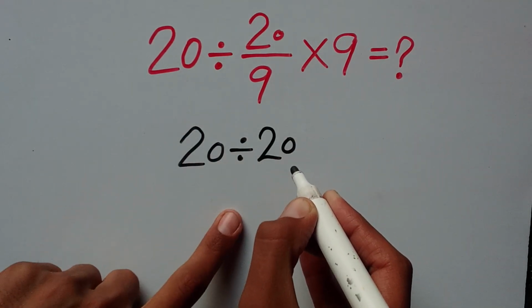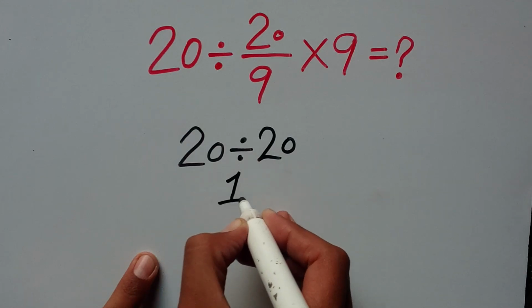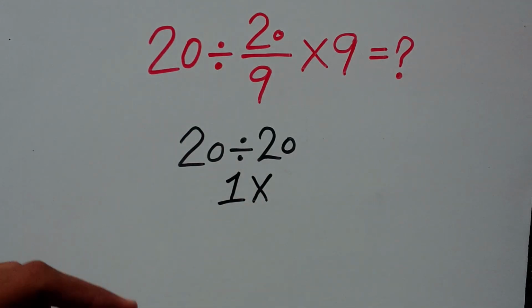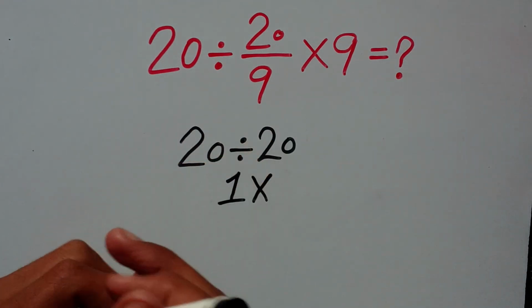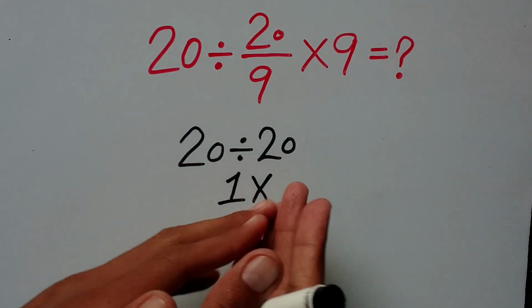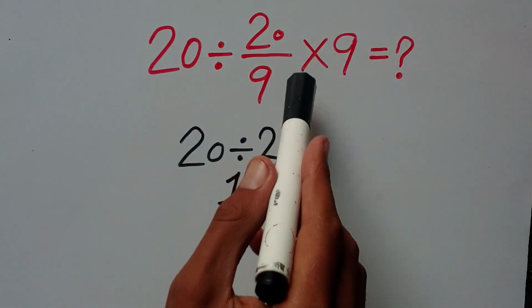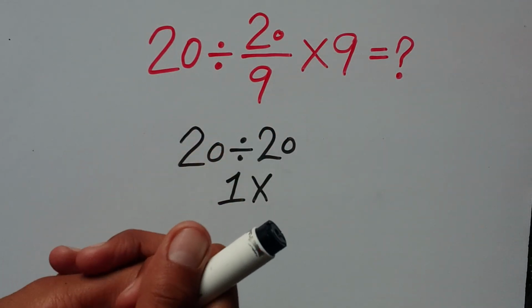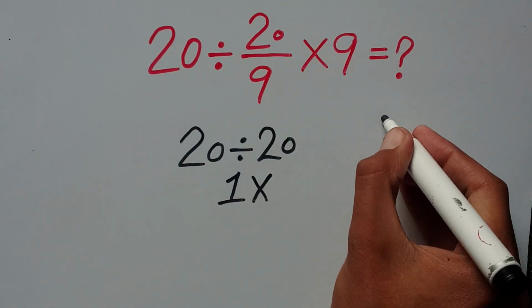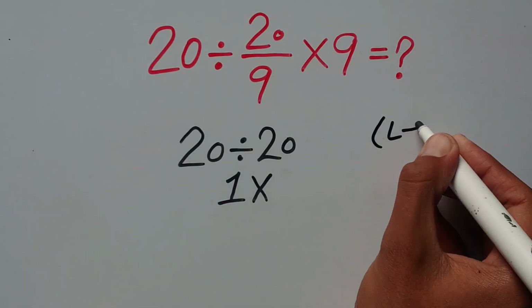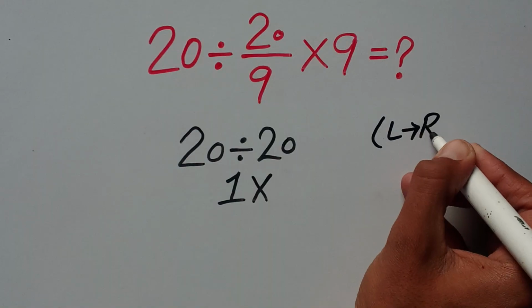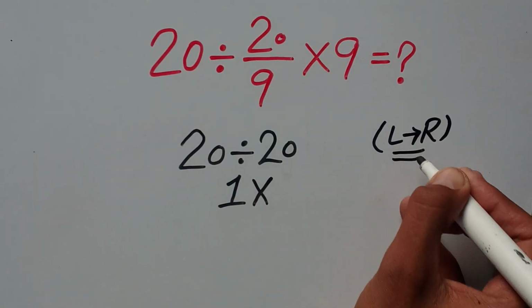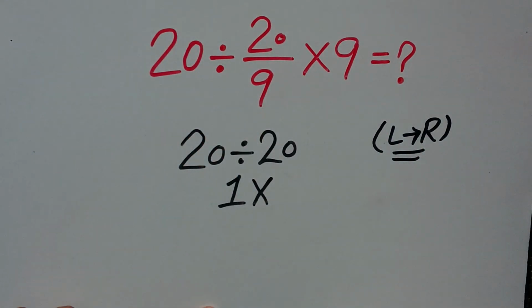20 divided by 20 equals 1. But this answer is absolutely wrong, because of the order of operations, which is called the PEMDAS rule, which says that multiplication and division have equal priority, and we always solve them from left to right. Student, if you remember this, then I can tell you all these points at the start.